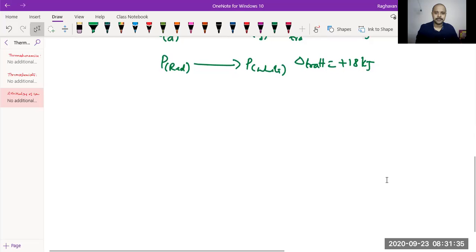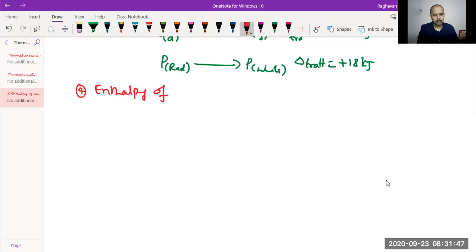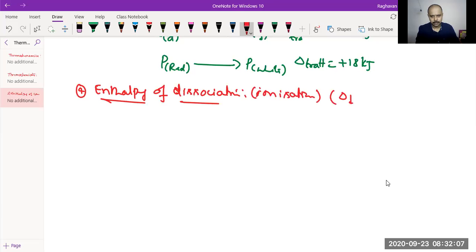Okay, we'll take next, fourth, enthalpy of dissociation or ionization. Enthalpy of dissociation or ionization, delta H.